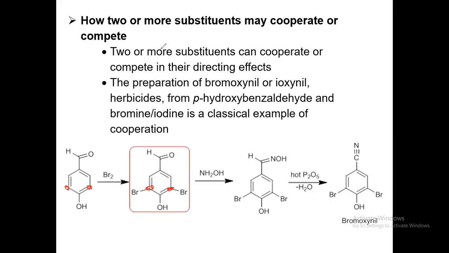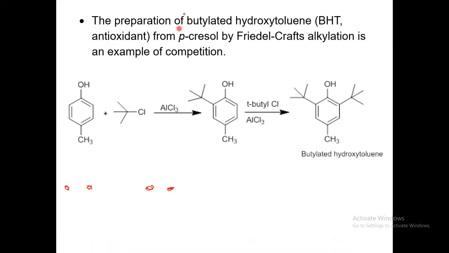Let's look at the next example, where we see competition. Before we can decide, we should know the effect of the substituents already. So what's happening here? Now we have this phenol. Now phenol is ortho-para. The para has been occupied, so we can't even talk about it. But this is the ortho of the phenol. Now the alkyl group is also an ortho-para director, right? And this is its ortho position.